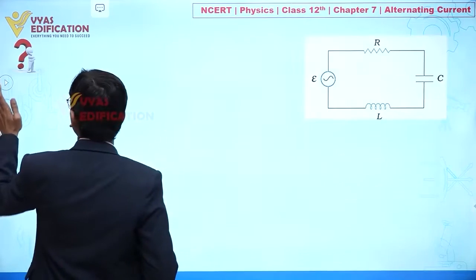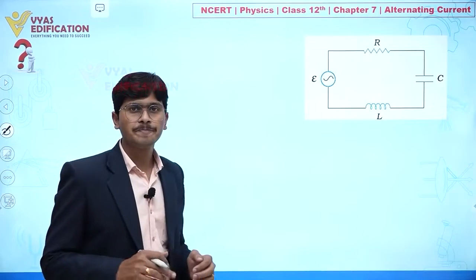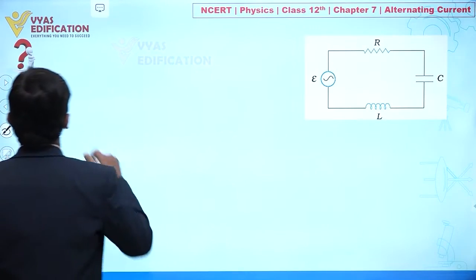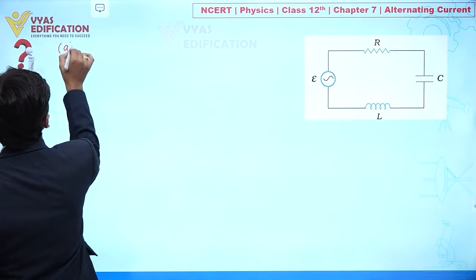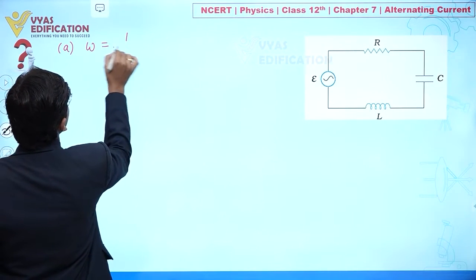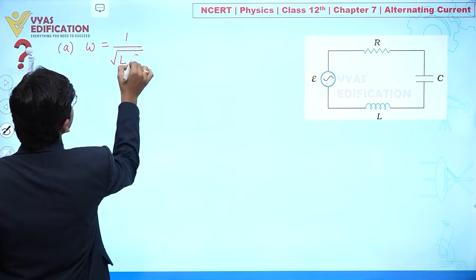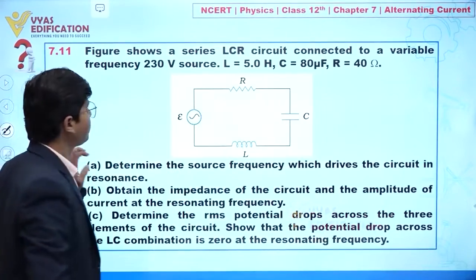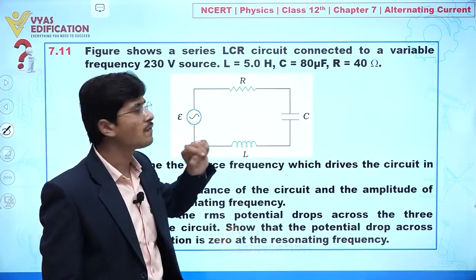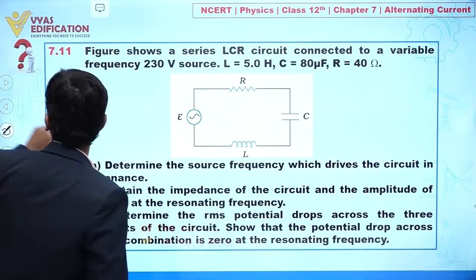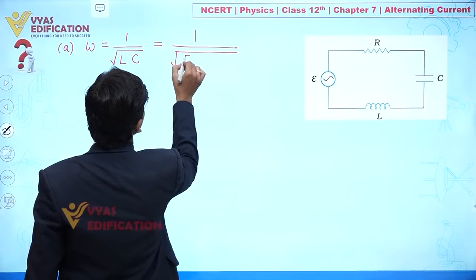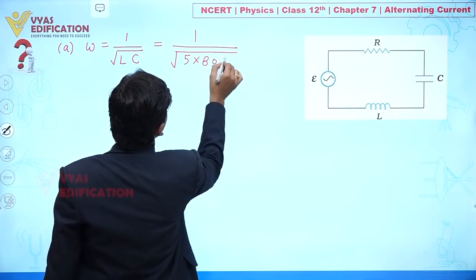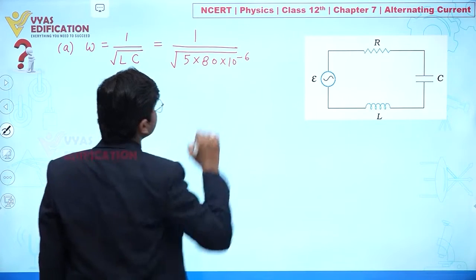Now you know, if we talk about resonance condition, listen carefully. In resonance condition, I can see omega, this is given by 1 upon under root of LC, clear. Now do you know what is value of L and C, clear. We can see from here, value of L, that is given to you 5 Henry and C is 80 microfarad. So I can see 5 Henry and this is 80 into 10 to the power minus 6, clear.